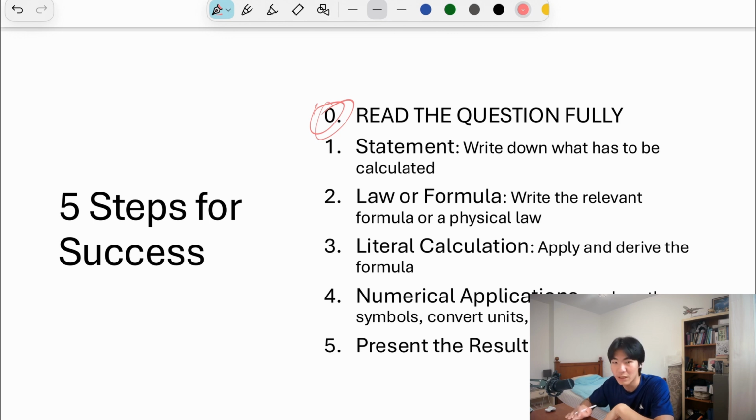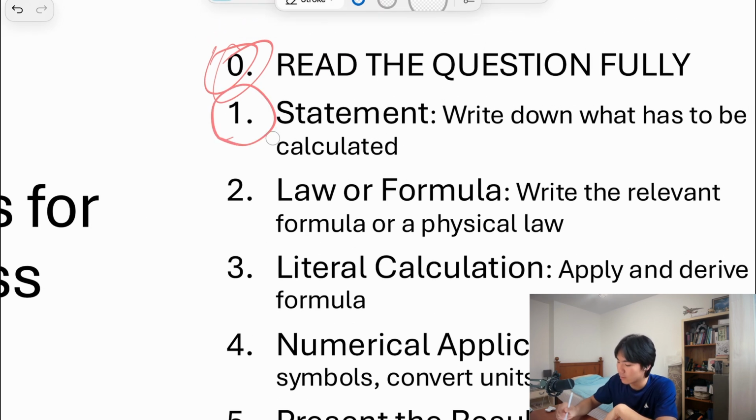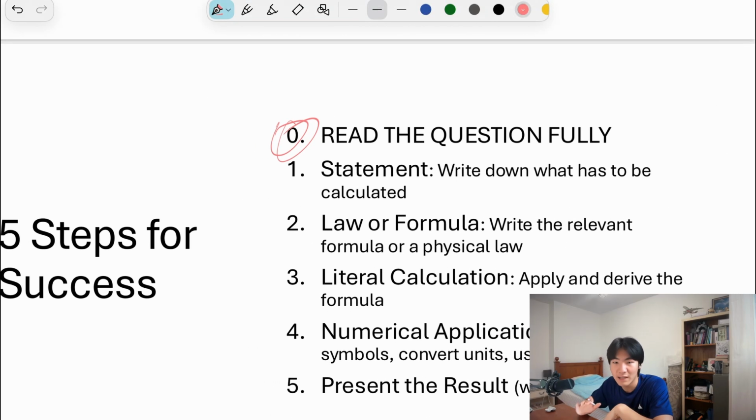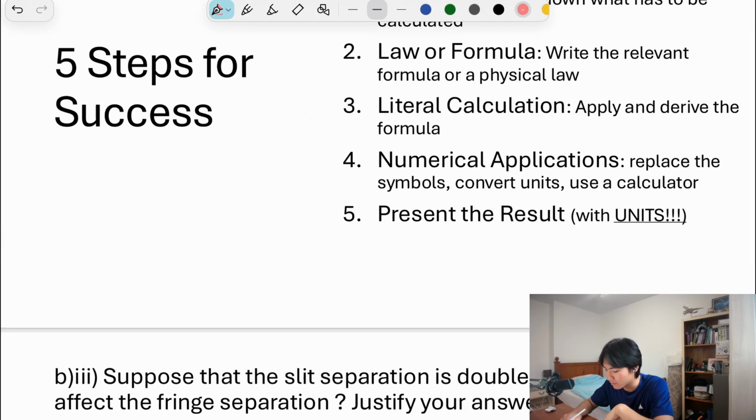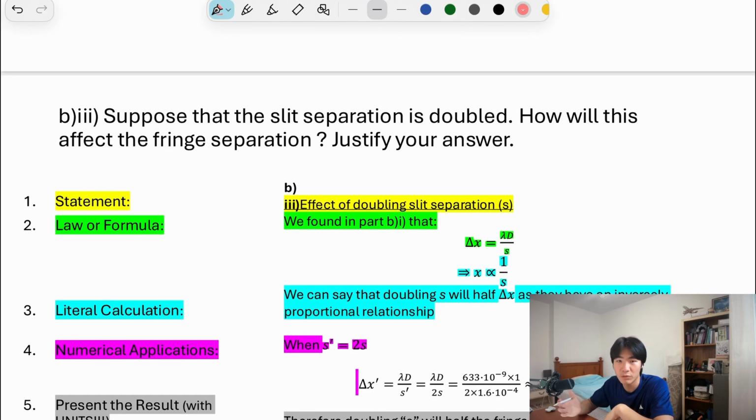Know what the question is asking for. And this relates to step 1: write down what has to be calculated. I put an example down here. For example, this is the question: suppose that the slit separation is doubled. How will this affect the fringe separation? Justify your answer. This could be an exam question.